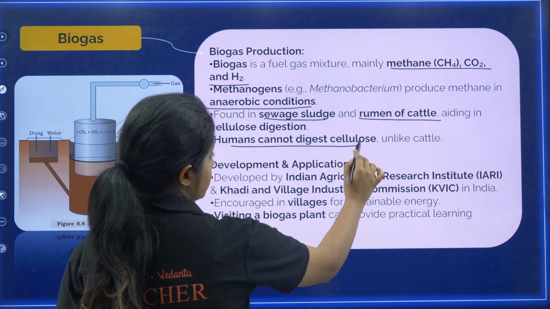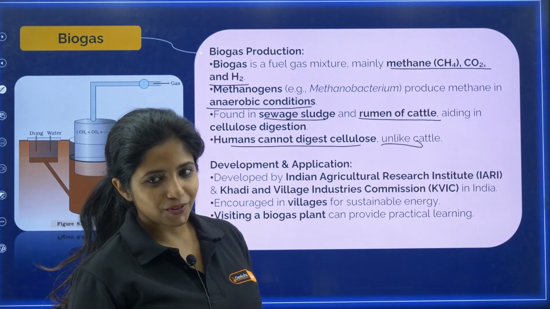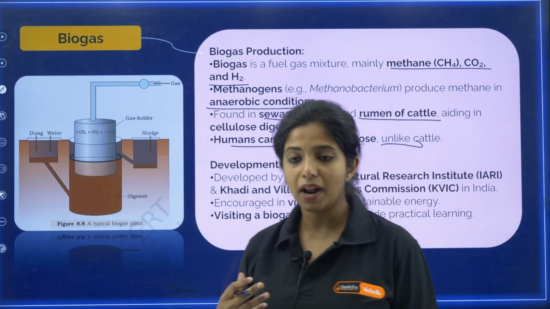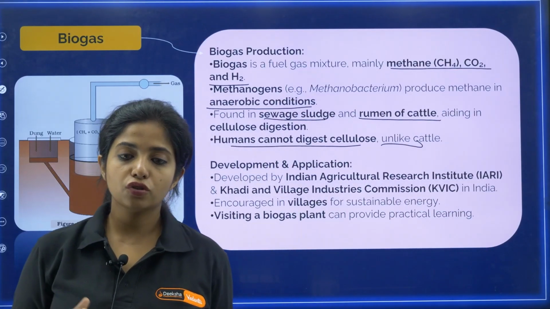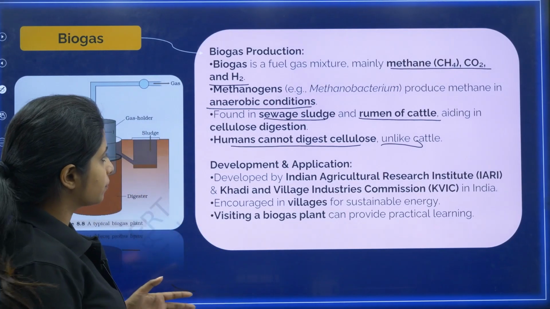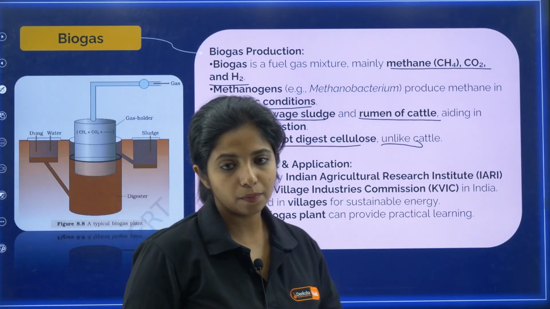Now humans cannot digest cellulose, unlike cattle. I hope you know that. We cannot. That is why we do not eat raw plants, because we do not have the things to break down the cellulose. That's why we boil and eat it. Okay. Now, this is a biogas production plant, my dear children.